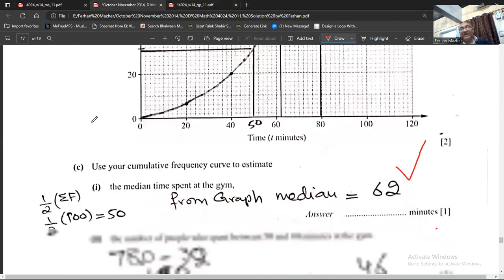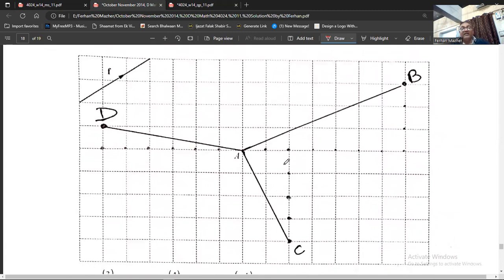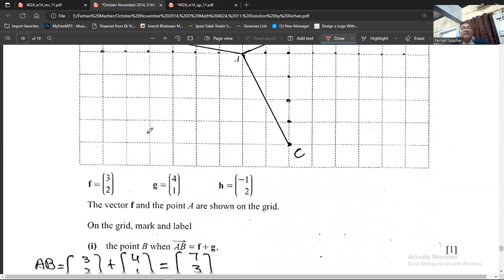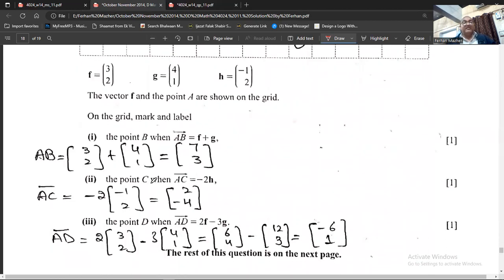So I will first of all find F plus G. F plus G will be (3, 2) plus (4, 1). So it's (7, 3). I will start from A: 7, 1, 2, 3, 4, 5, 6, 7, and 3 on the y-axis is 1, 2, 3. So this is the B point. I hope you understand how I've done this. Then he says the point C when AC equals minus 2H.